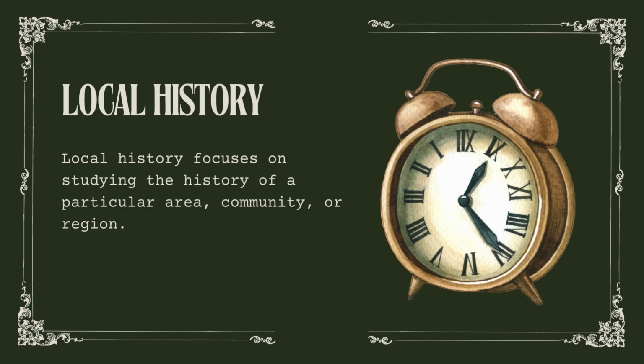Now, let us first define what is local history. Local history focuses on studying the history of a particular area, community, or region. So, unlike traditional national history, which tends to highlight major political events or figures, local history emphasizes the experience of ordinary people and the specific developments in a particular place. This can include understanding local economies, traditions, institutions, and the role of people in shaping their community's past.